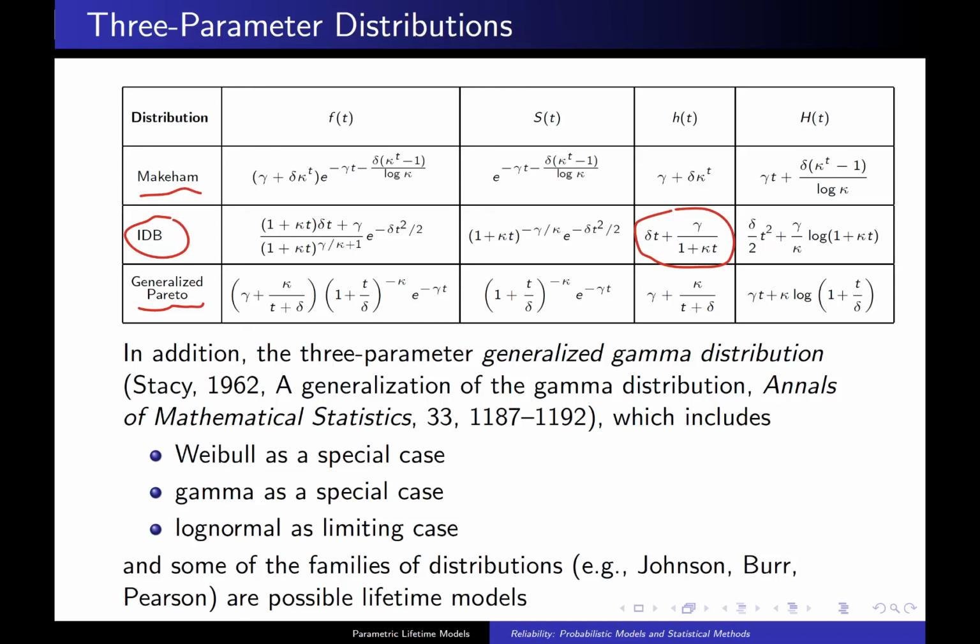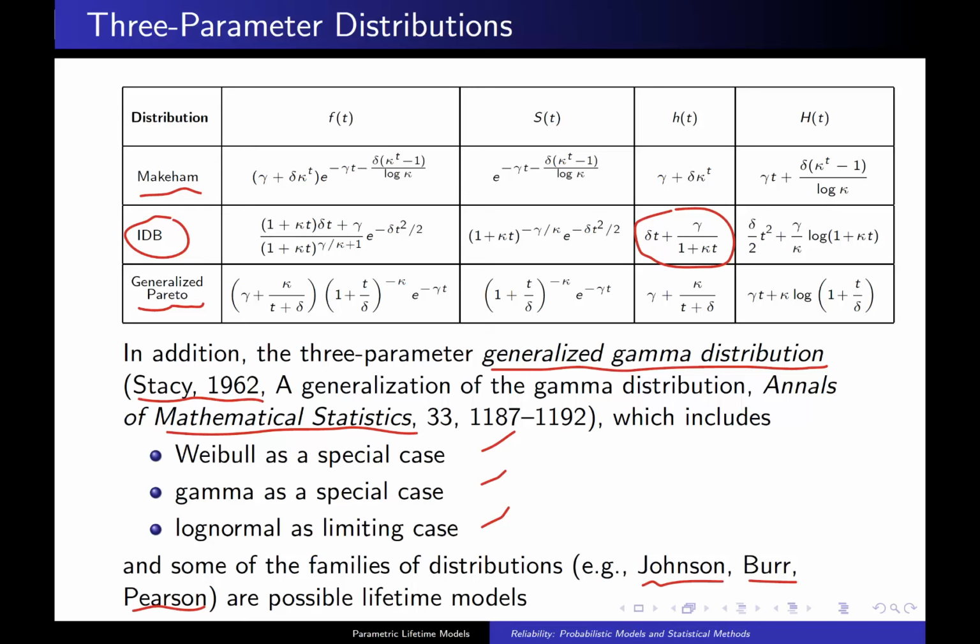In addition, there is the three-parameter generalized gamma distribution, which was put together by Stacy in 1962. That showed up in Annals of Mathematical Statistics. And that particular distribution includes the Weibull as a special case, the gamma as a special case, and the log normal as a special case. In addition, some of the families of distributions, there is the Johnson system, the Burr system, and the Pearson system. Some of those systems of distributions are possible for lifetime models.